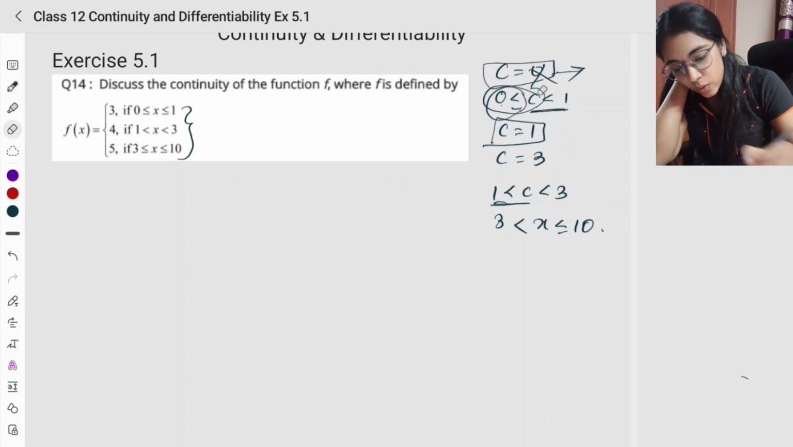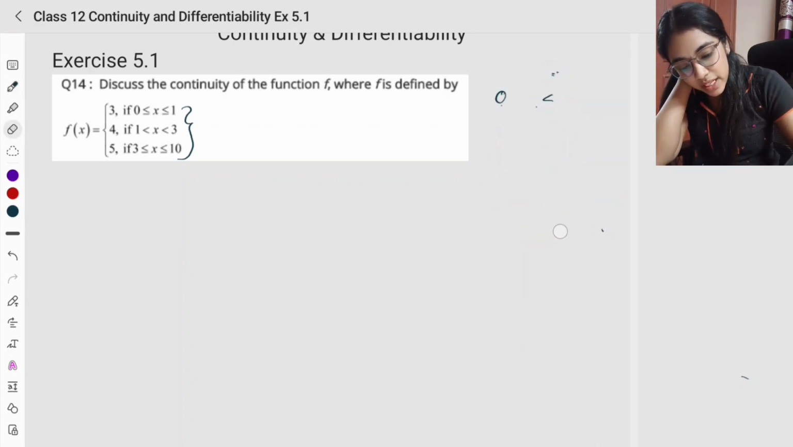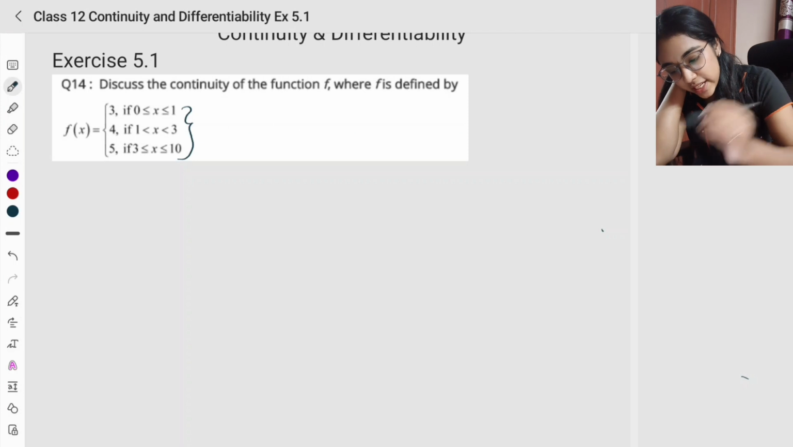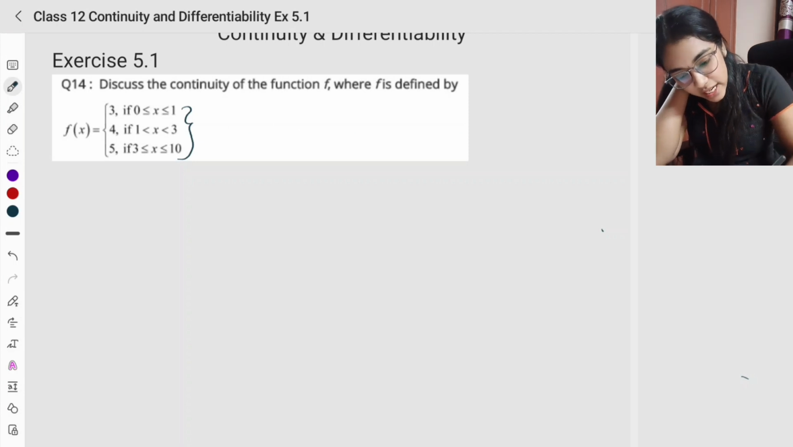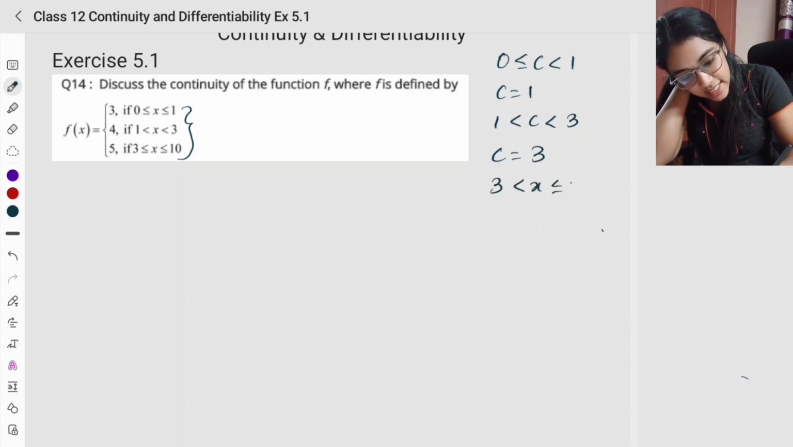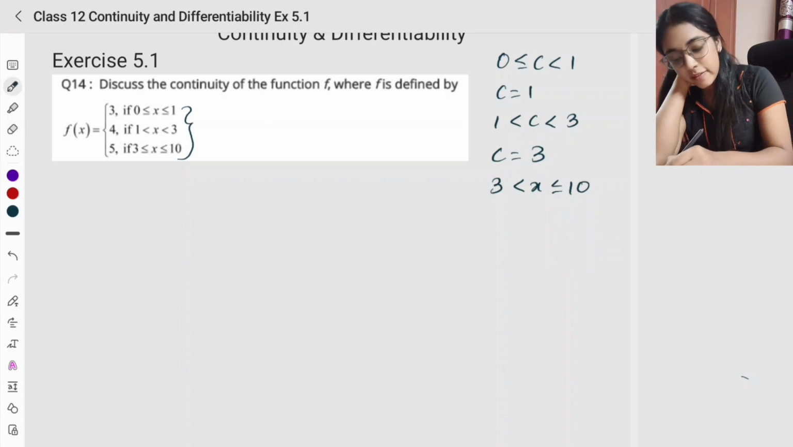Correct? Now, what are my given conditions? Let me rewrite again. So, what are the conditions I need to check for? First case, I need to check for 0 less than or equal to C less than 1. Next is C equal to 1 case. Then 1 less than C less than 3. Then C equal to 3. Then I have 3 less than X less than or equal to 10. Similar case for 10. For 10, I do not have any condition where X is greater than 10. அதனால left hand limit, right hand limit ரெண்டுமே பண்ண வேண்டாம். Okay, very clear? Okay, now I have 5 cases to solve.